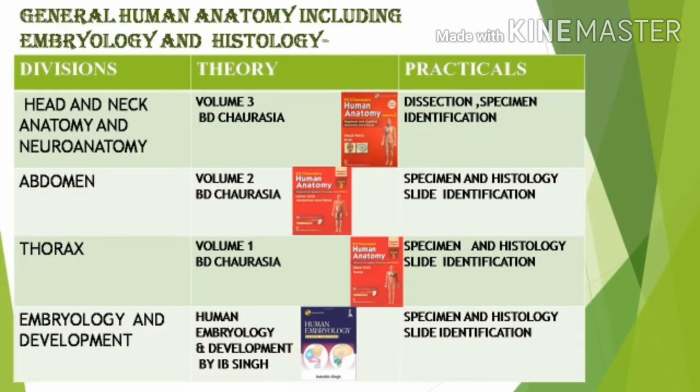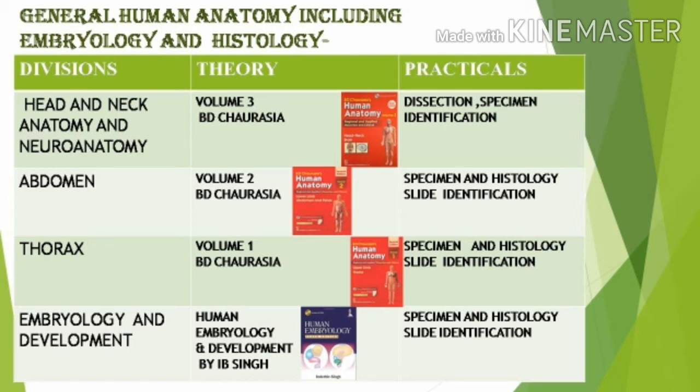For general human anatomy including embryology and histology, there are four divisions, the most important of them being head and neck anatomy and neuroanatomy. Since dentists have to work on the oral cavity, which is part of the head and neck region, the anatomy of this region has to be studied in detail by dental students. For this, the book which has to be referred is BD Chaurasia Volume 3. This is the standard book in which everything is explained in very simple language with good illustrations. And for the practicals, you will be taught about dissections and specimen identifications.